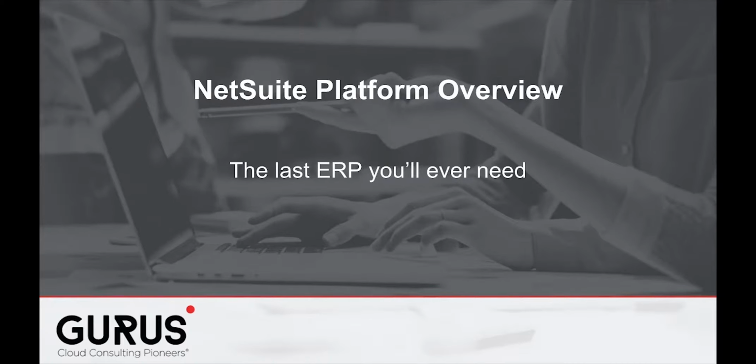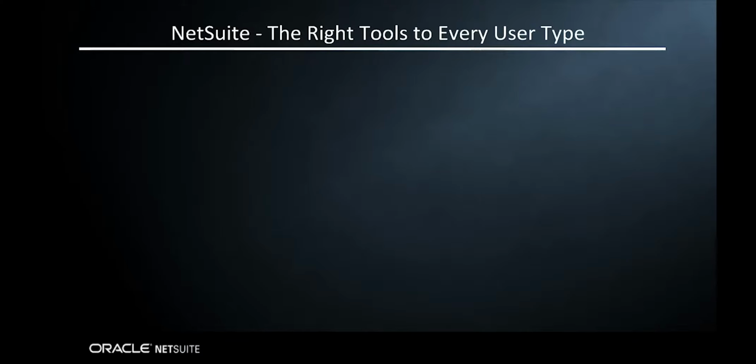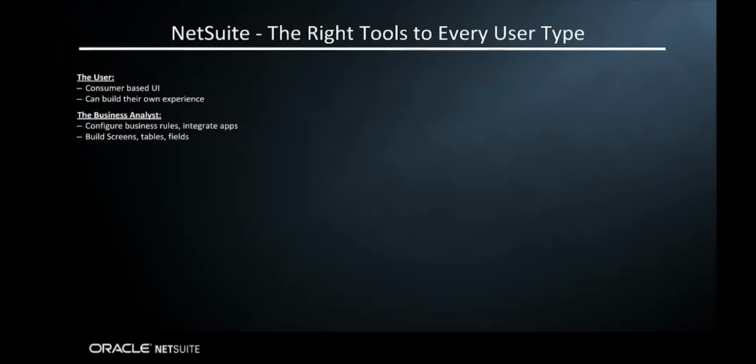We are going to be starting with the NetSuite platform overview, the last ERP you'll ever need. Nowadays, in order to be as efficient as it can be, a company needs to pick the proper ERP, providing the right type of tool for every user. The user, for example, will require a UI that is built based on his needs, with a dashboard that shows him the information that he requires. He'll also need to be able to consume that information on many different devices, like iPhones, tablets, or computers. In the case of the business analyst, on the other hand, you will need to be able to configure business rules, build tables, and add fields in an efficient way to support your company's business processes.